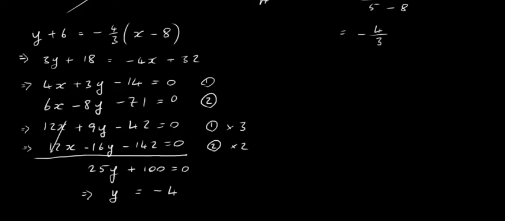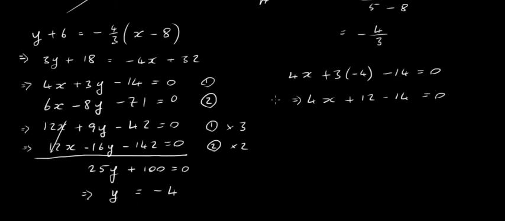So let's say we'll take this one here. 4x plus 3 times y, well we know y is minus 4, minus 14 equal to 0, so that gives me 4x. That gives me plus 3 fours 12 minus 14 equals 0. Let me see, am I right so far? I got that right. 4x, oh sorry, this should be plus 3y, and that's minus 14, so yeah, that makes more sense. So let me just change that.